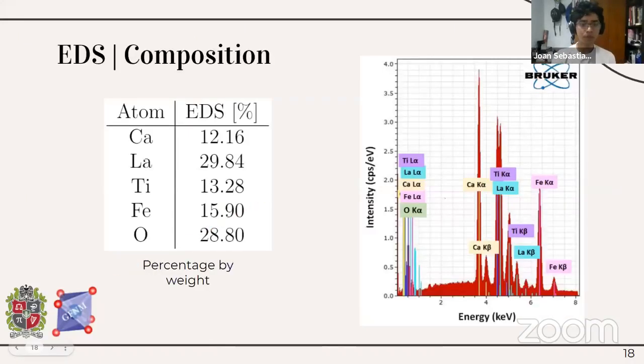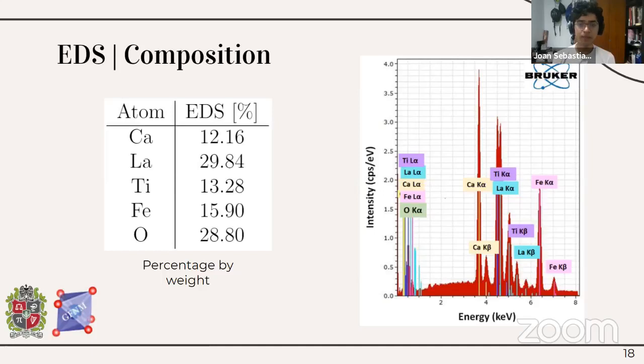Yep, that would be the thing about morphology. And now the last thing, we also perform measurements of energy-dispersive X-ray spectroscopy to find the composition of our sample. This was made after each of these sintering processes to ensure that we didn't have a lot of contamination.